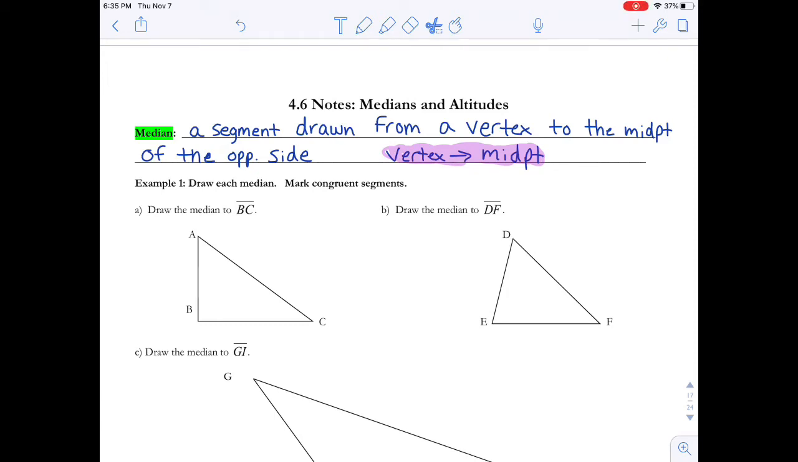Hello guys, so we're going to go through 4.6 today, which is talking about medians and altitudes. Feel free to pause this video at any time to write down the definitions I already have in there, or when I tell you guys to try some problems on your own as well.